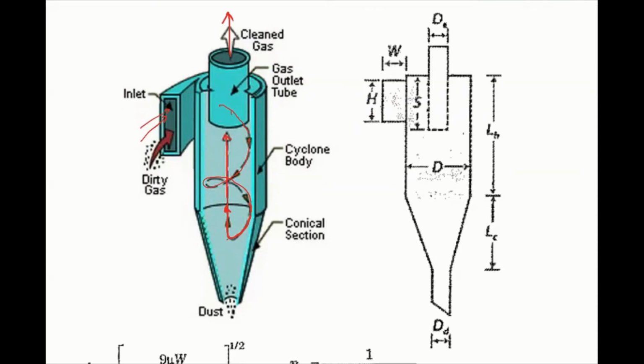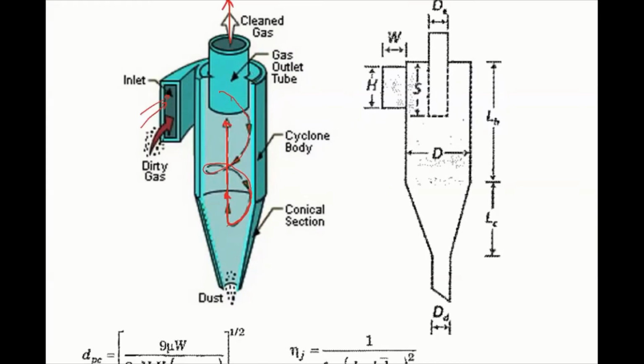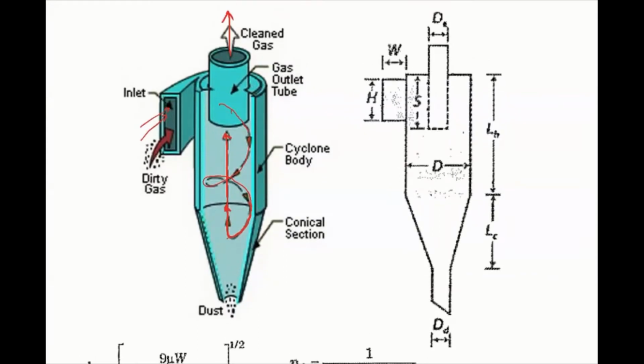In terms of the efficiency of the cyclone, you can see that basically the efficiency is determined by how many turns it makes in the cyclone, right? If we make a very long cyclone with a very long cylindrical shape, then it can make more turns before it's emitted outside. So the more turns it can make in the cyclone, the higher the efficiency.